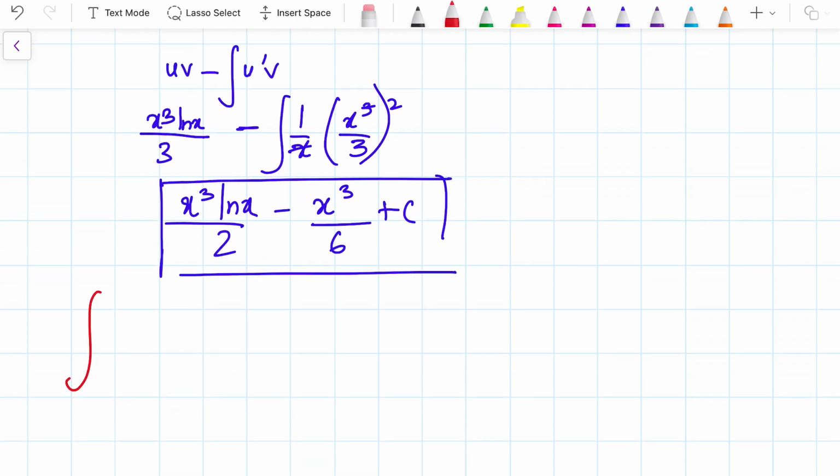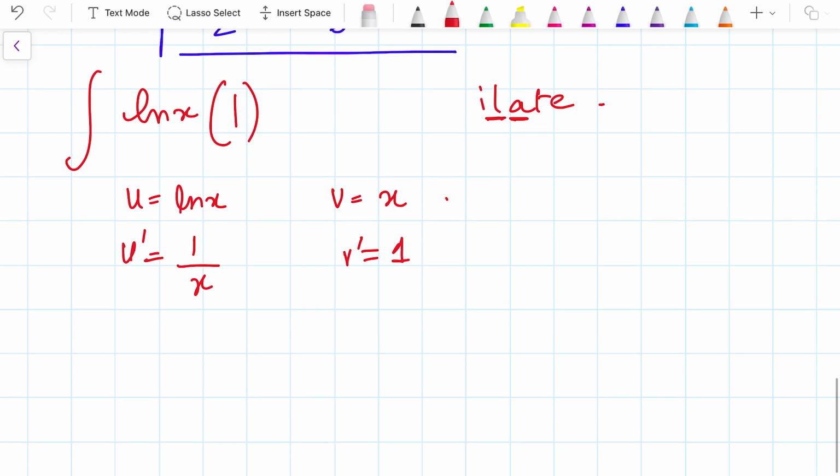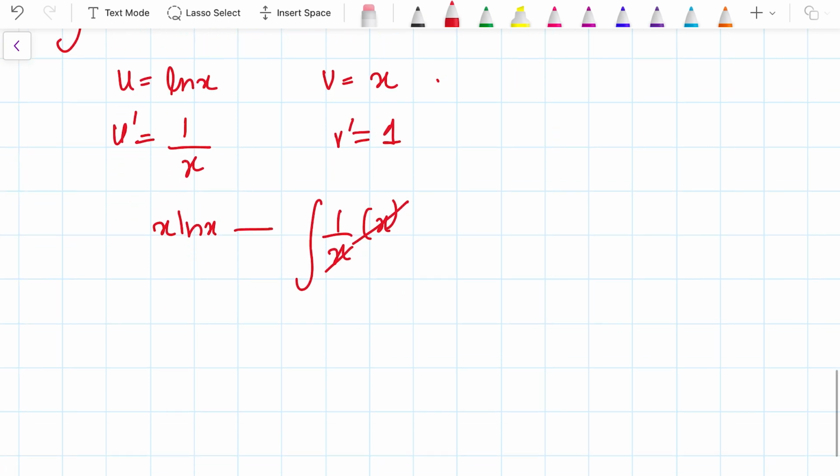All right. Now, what if we have just ln x? There's nothing here, so I'll write a 1 with it. So u is ln x, v bar will be taken as 1, v will become x, and u bar will become 1 upon x. Now, uv minus the integral of u bar v. So, x ln x minus the integral of 1, which is x, plus c.